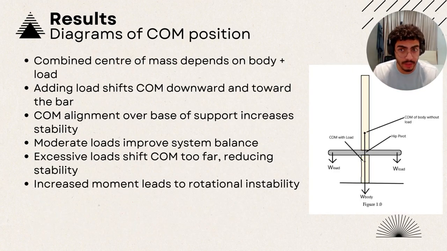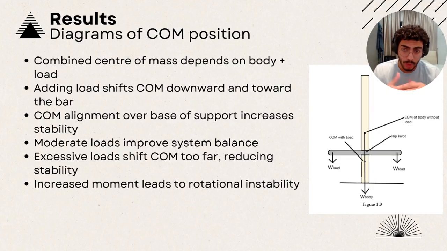For this next part, I'll be talking about the center of mass positions of our model throughout this experiment, which will explain why our model kept toppling forwards. Before we talk about why this was happening, let's identify the center of mass without the load. It will almost be at the center, just above the hip pivot.